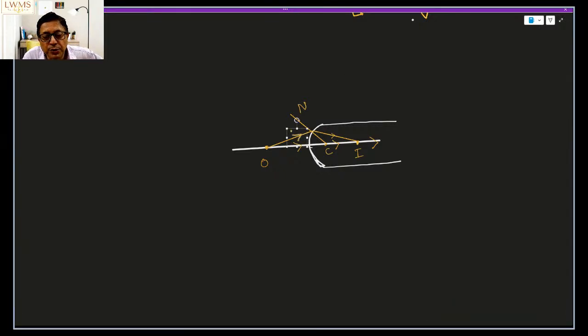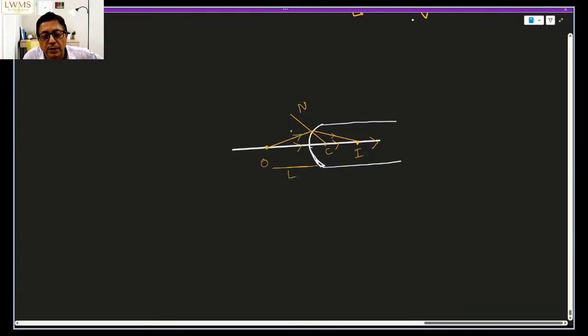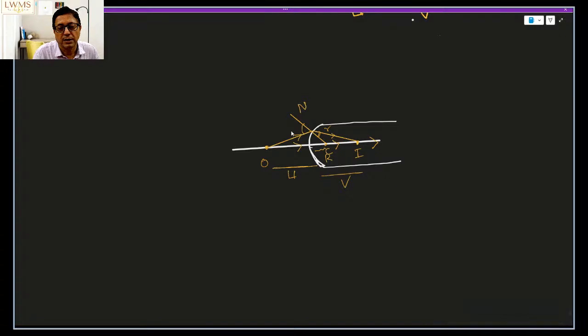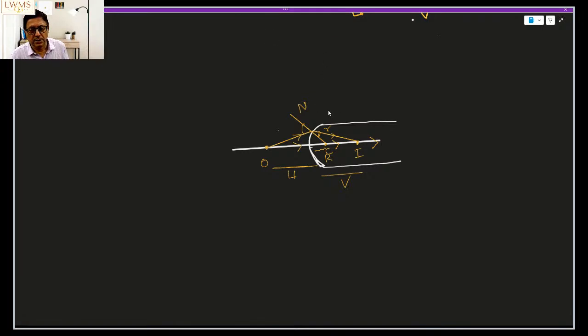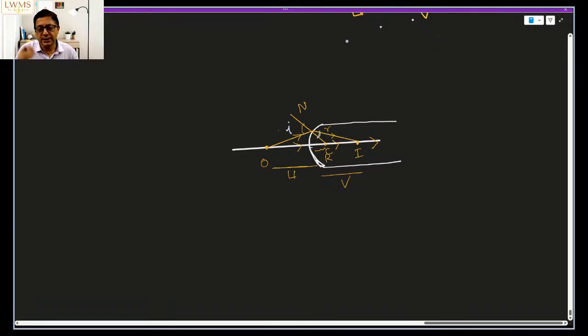This part I showed you. This is going to be U, this is V, and this portion is R. The angle of incidence, take it as I, and the angle of refraction here is R. Angle of incidence is I, angle of refraction is equal to R.